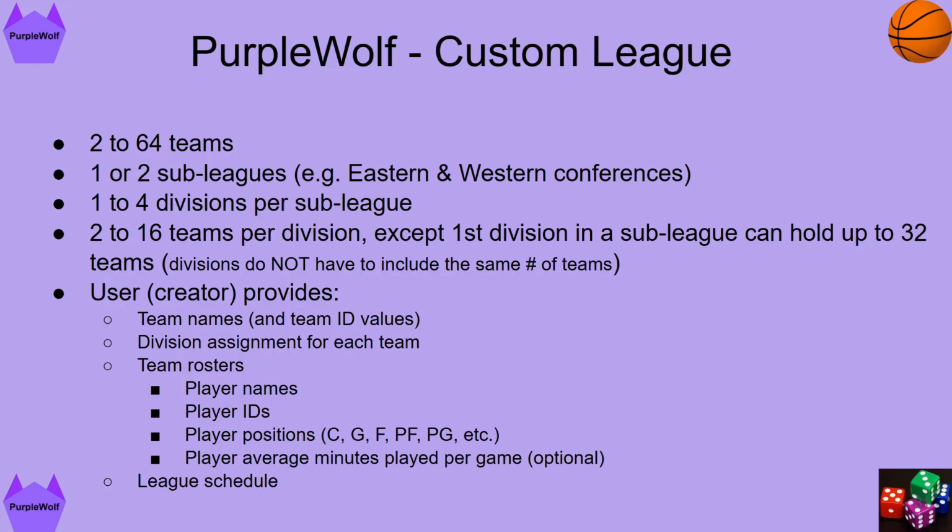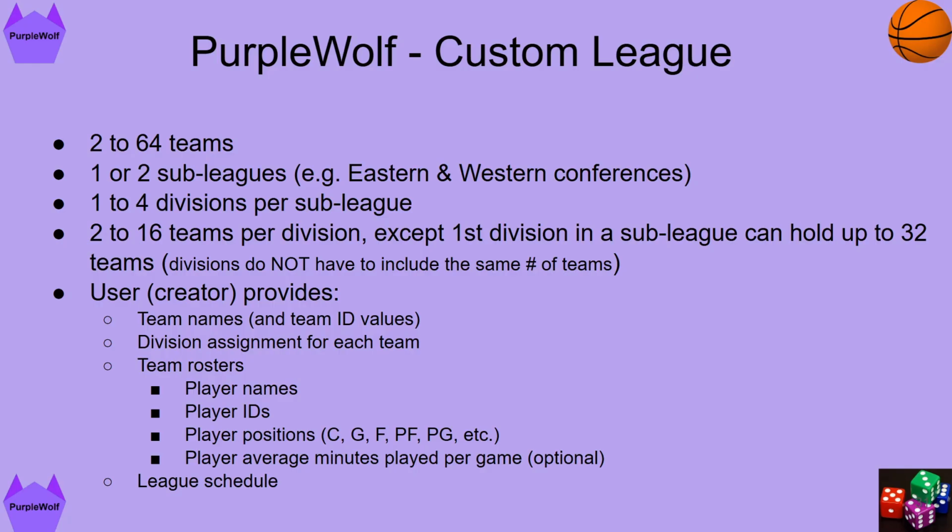So custom leagues, they have a lot more options to configure, but that's what makes them custom. But that's also what makes it flexible to make it whatever you want it to be. You can have 2 to 64 teams, and you can see here you have up to 2 conferences and 4 divisions per conference or sub-league. Sub-league is how PurpleWolf refers to conferences. You can have 2 to 16 teams in a division, although the first one can have 32. Your divisions can have different numbers of teams if that's how you want to do it. That happens in real life also.